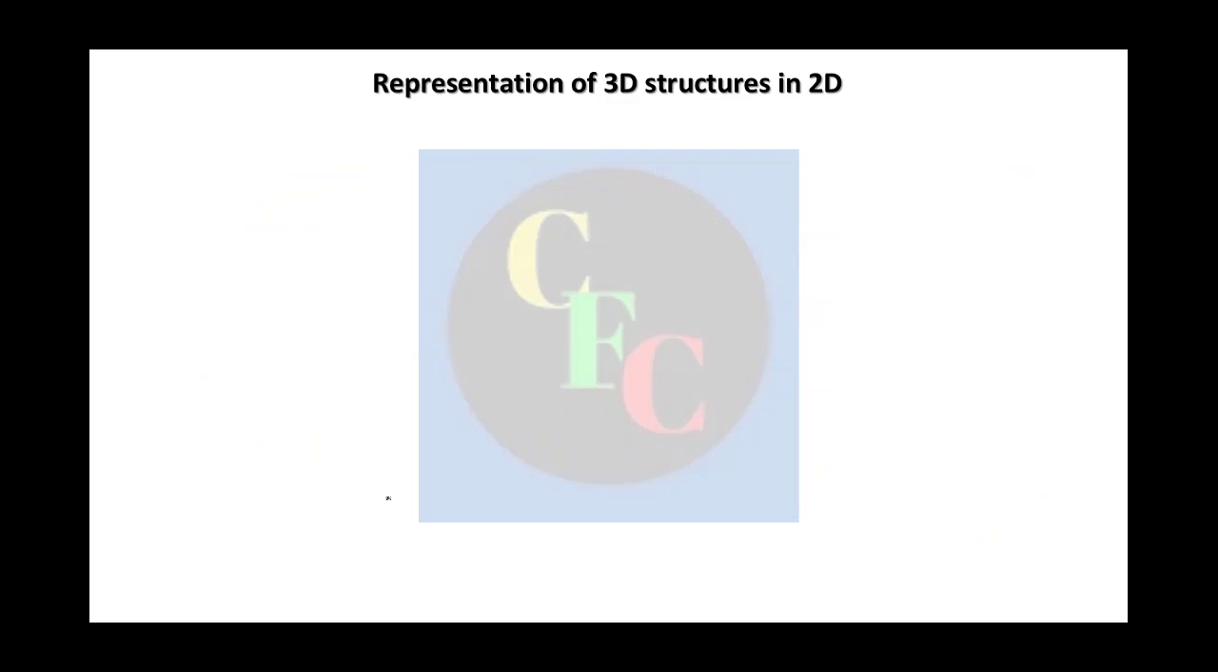Okay. Now we have seen the Fischer projection with a single carbon atom. Let us take various Newman projections and do the conversion to Fischer projection. Let us start with the Sawhorse. Suppose we have a molecule like this.